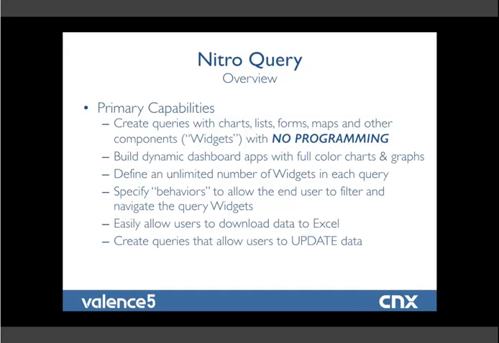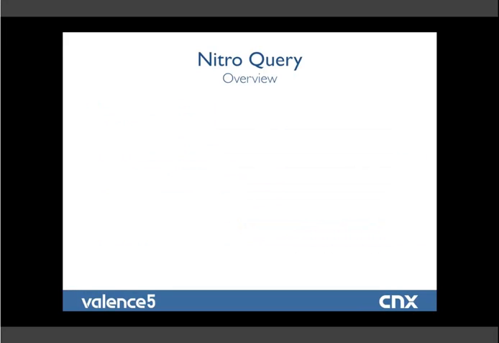Now, like AutoCode, grid data and apps created through Query can be downloaded to Excel. And also like AutoCode, and possibly unlike any other query tool out there, you can also create apps through Query that let users update data. So, there are three basic steps behind the process of creating an app through Nitro Query.